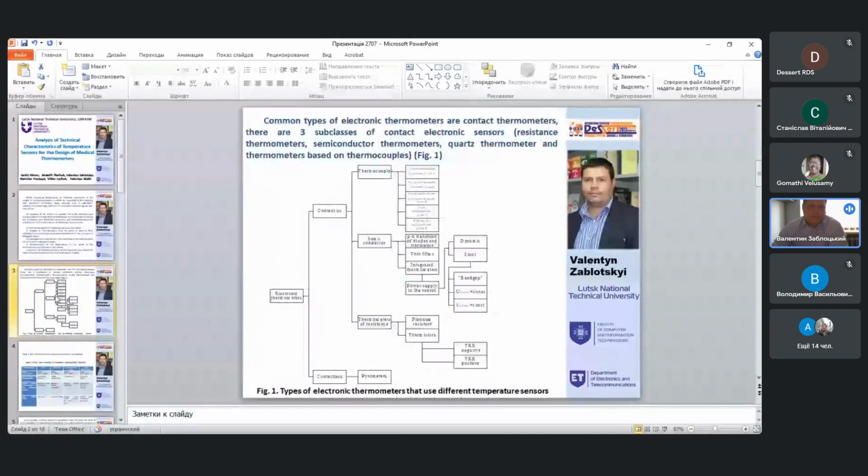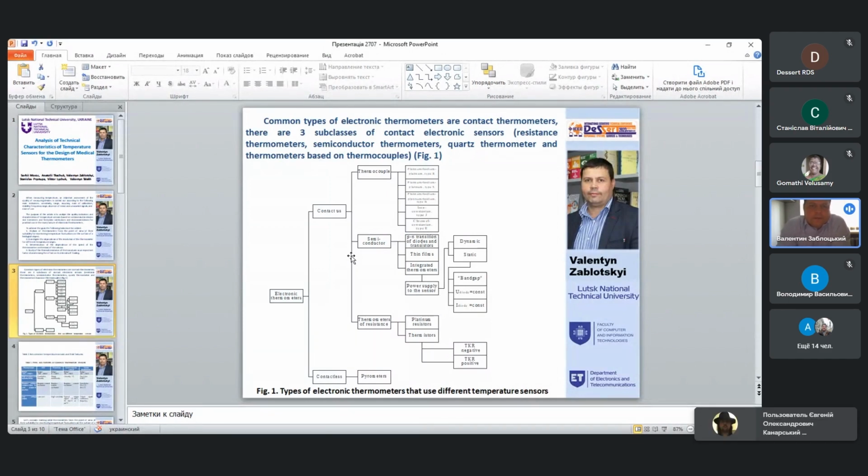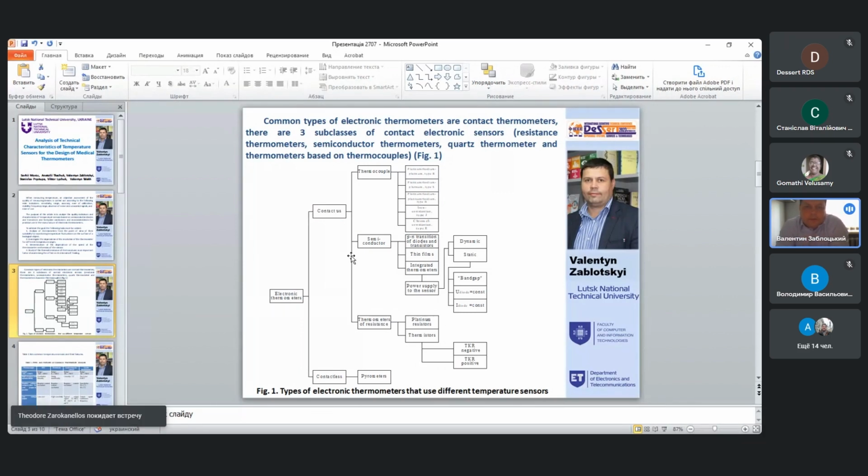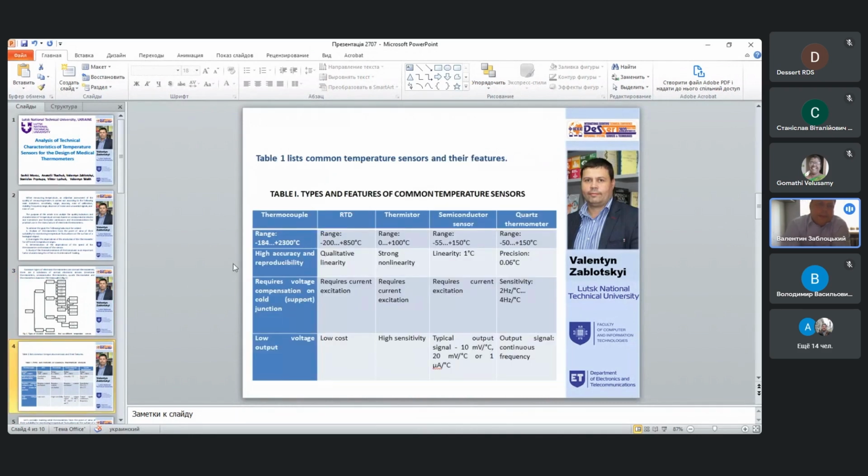Now, on the third slide, we can see the common types of electronic thermometers are contact thermometers. There are three subclasses of contact electronic sensors: resistance thermometers, semiconductor thermometers, quartz thermometers, and thermometers based on thermocouples. We can see this in figure 1. Now, in table 1, we list common temperature sensors and their features. We can see thermocouple, RTD, thermistor, semiconductor sensors, and quartz thermometers.